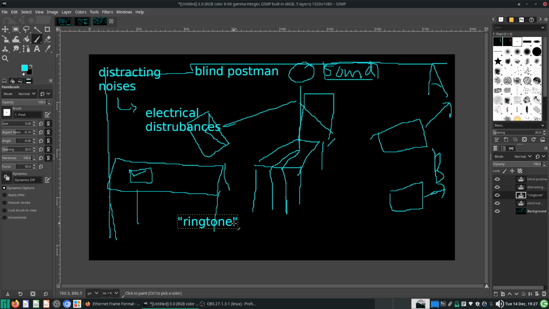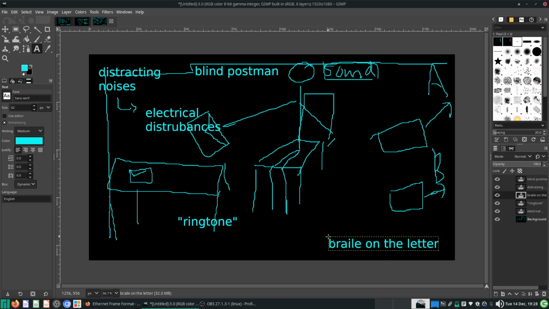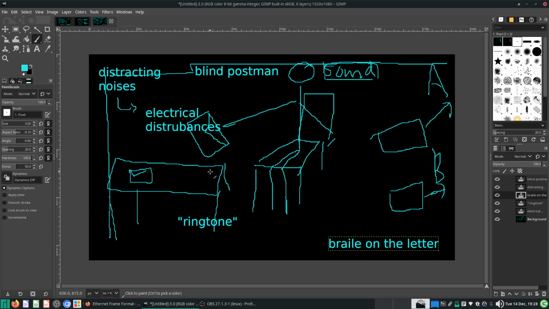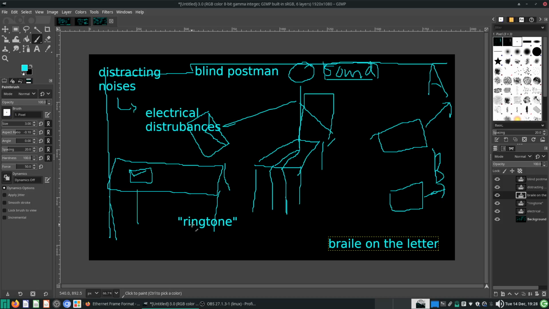Well, suppose there is Braille on the letter, and this postman can read Braille very well and very quickly, so that he can sort out the letters. So a ringtone has to come, and then the postman will start reading the letters with Braille. Braille is those dots that help blind people to read. So this is what Braille is about. It's very good stuff.